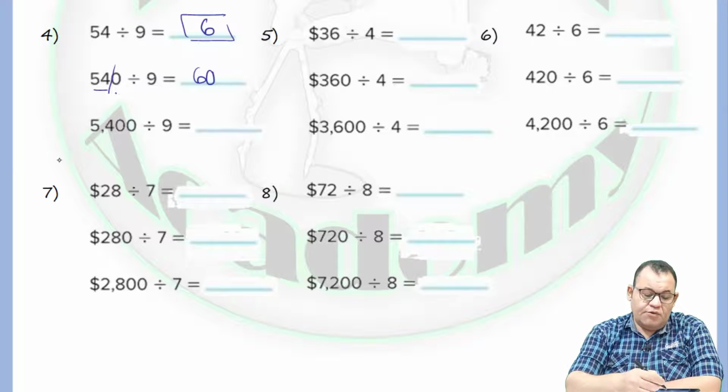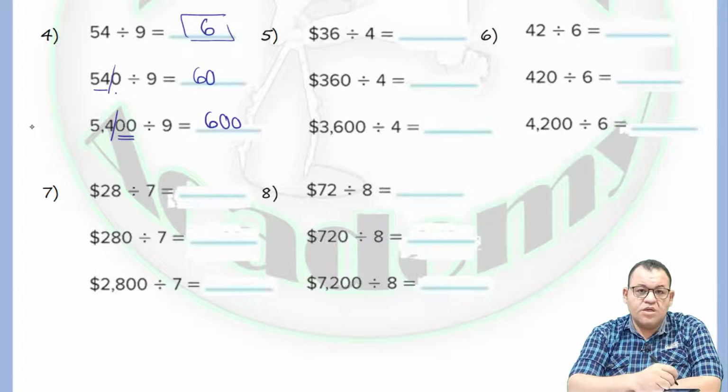5400 divided by 9. We know that 54 divided by 9 equals 6. Still we have 2 zeros, so I'll put the 2 zeros in the quotient, so it will be equal to 600.